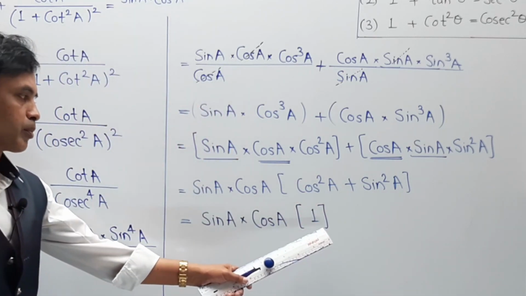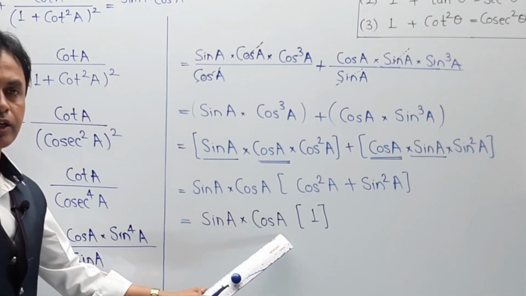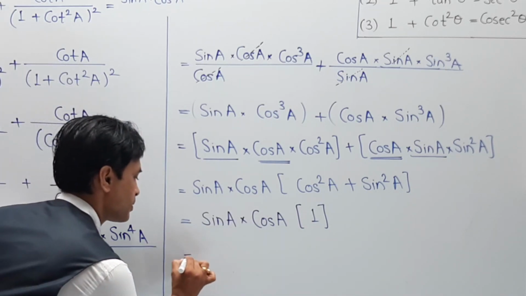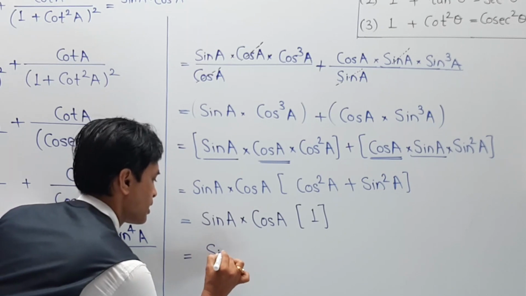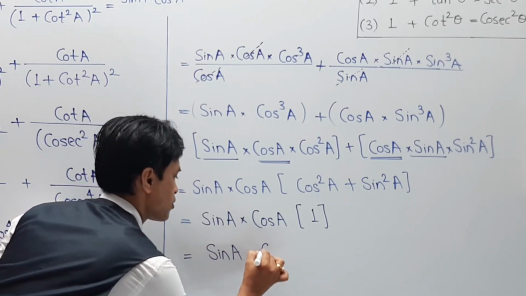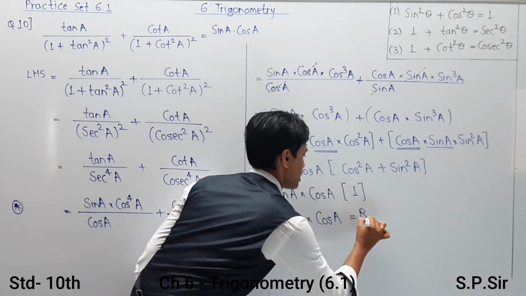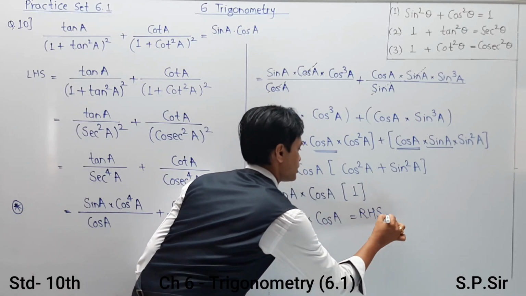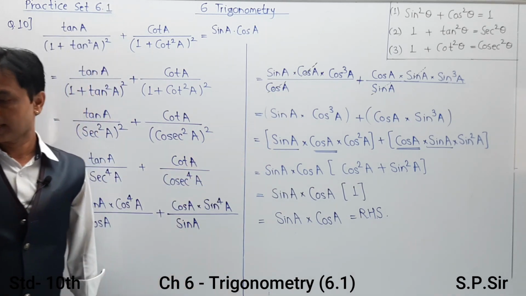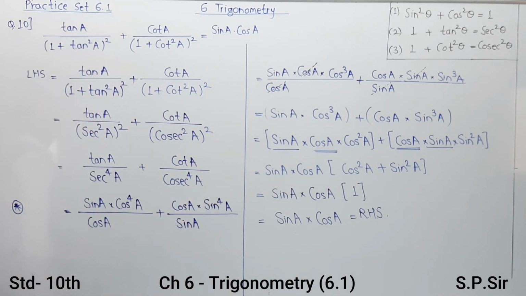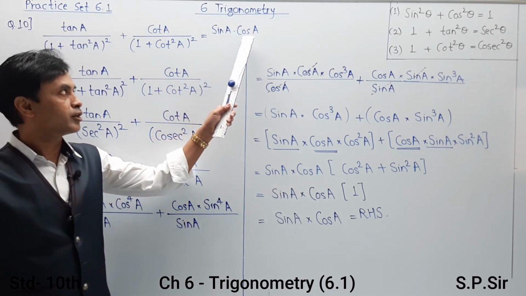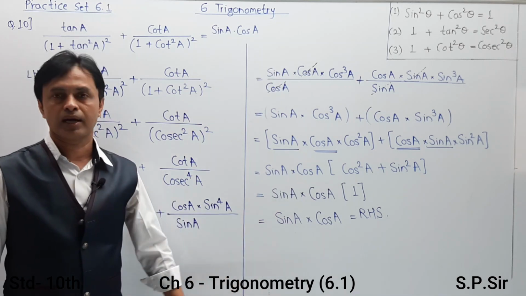And simply if you multiply 1 with sin A into cos A, your answer remains sin A into cos A, and that is nothing but your RHS. So student, observe this numerical very carefully and understand each and every step and complete your respective numerical, as we need to answer sin A into cos A, and that is nothing but your RHS.